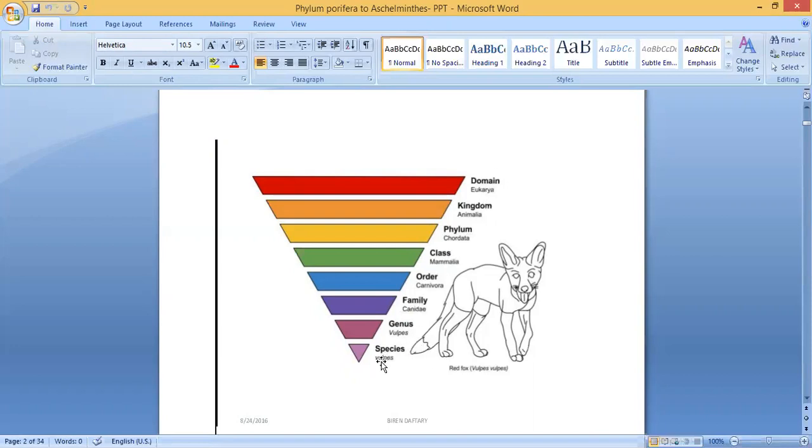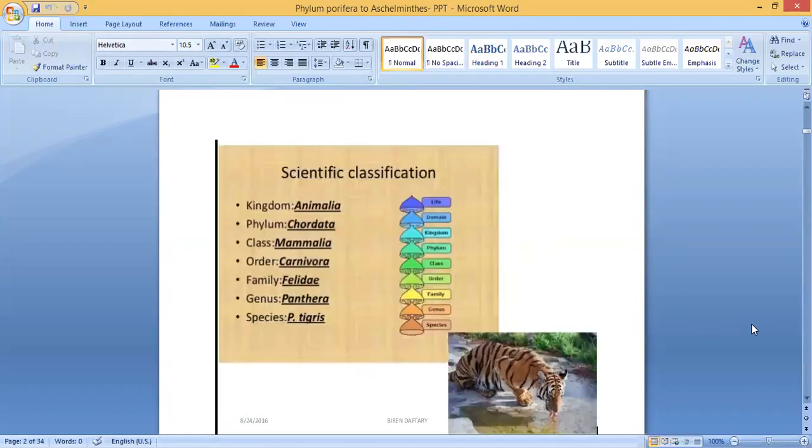So this is the hierarchical order. From small to big, you can call it ascending order. If you are seeing from top to bottom, it is descending order. The size decreases. Okay. So first it is domain, the biggest one. Below that kingdom, then phylum, then class, then order, then family, then genus, and species. Clear?